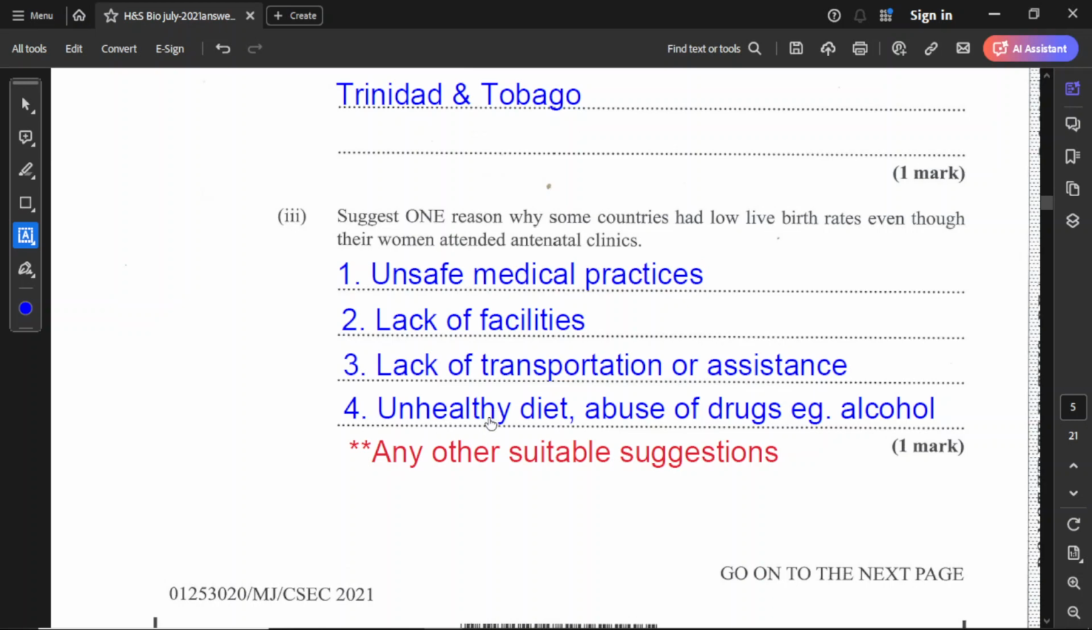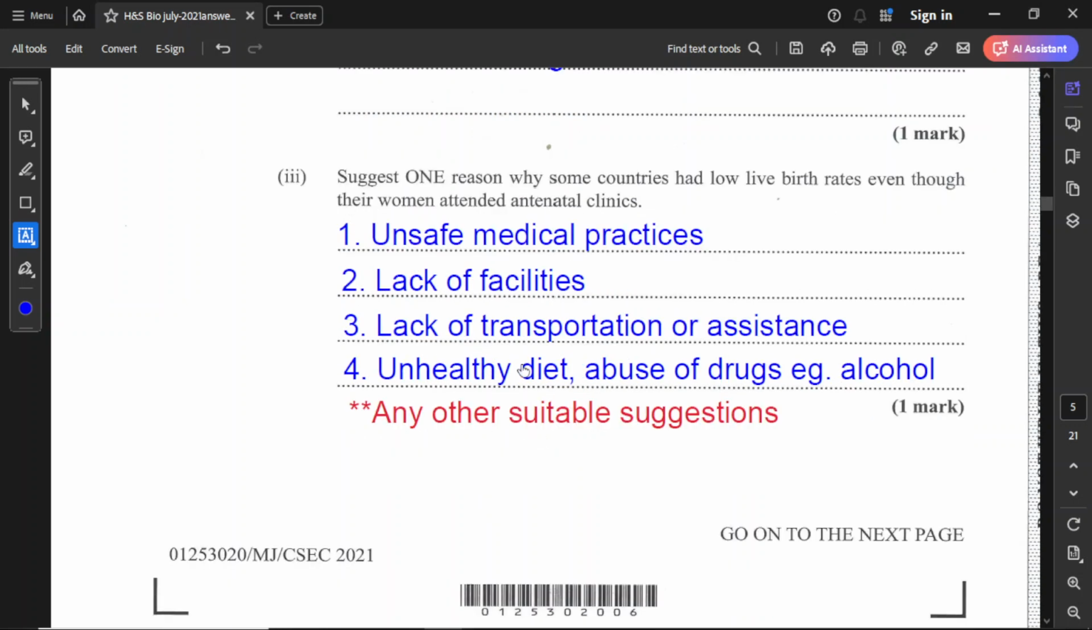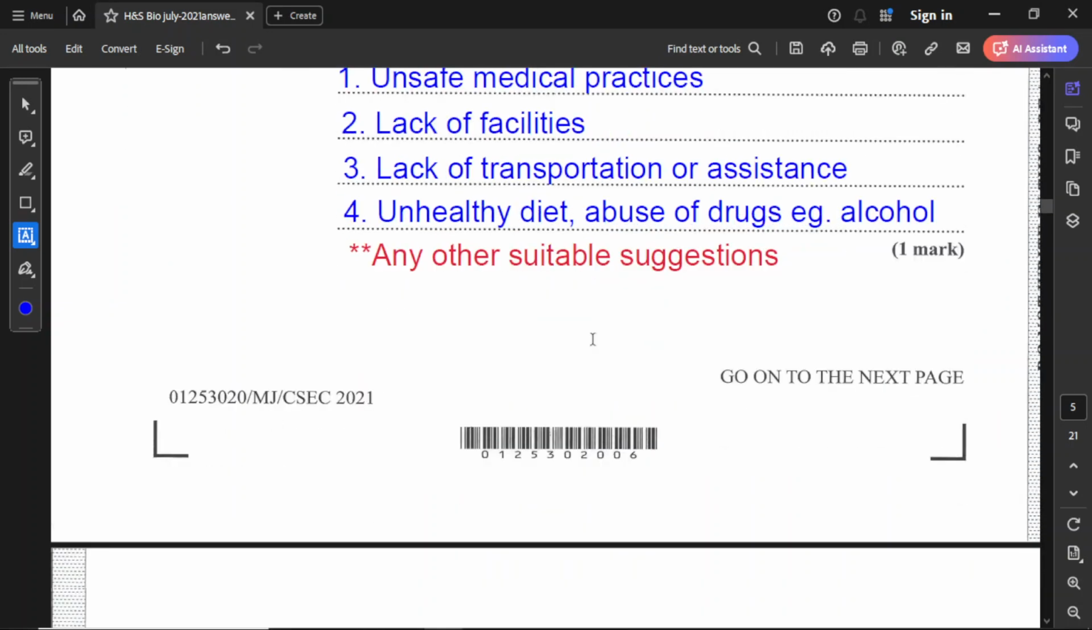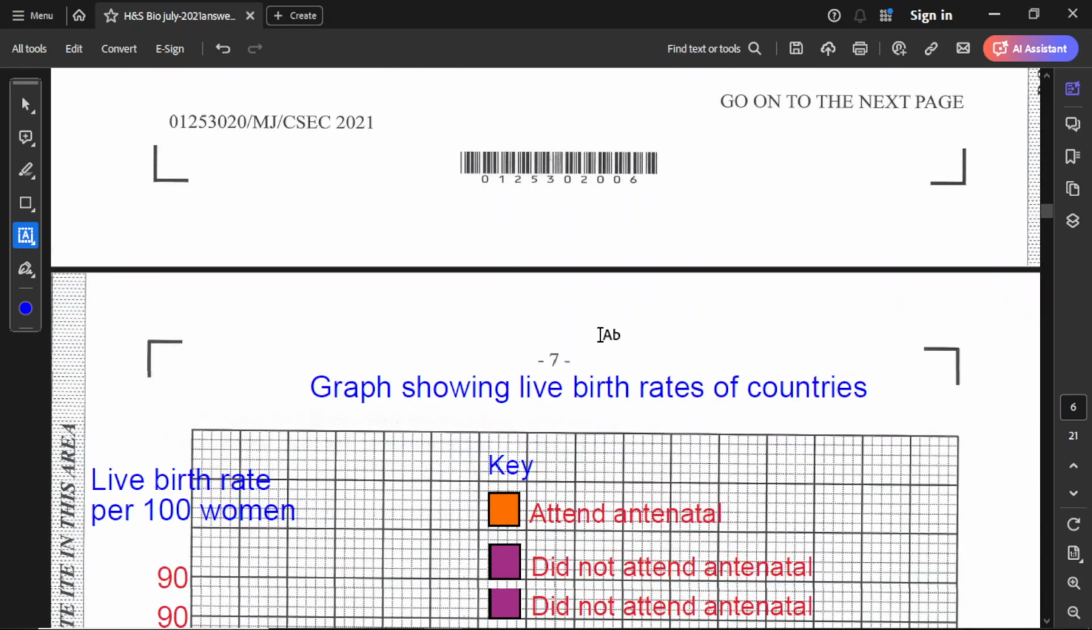Also, it could be unhealthy diet as well, consuming drugs, abusing of drugs, drinking alcohol, and so on. Those things could affect having live births as well. All right, so there's a number of things that could happen here. And of course, if you suggest any other suitable suggestions, they will take it as well. So you're not limited to what I have for sure, because I'm sure there are other answers that you may think about during the examination as well.